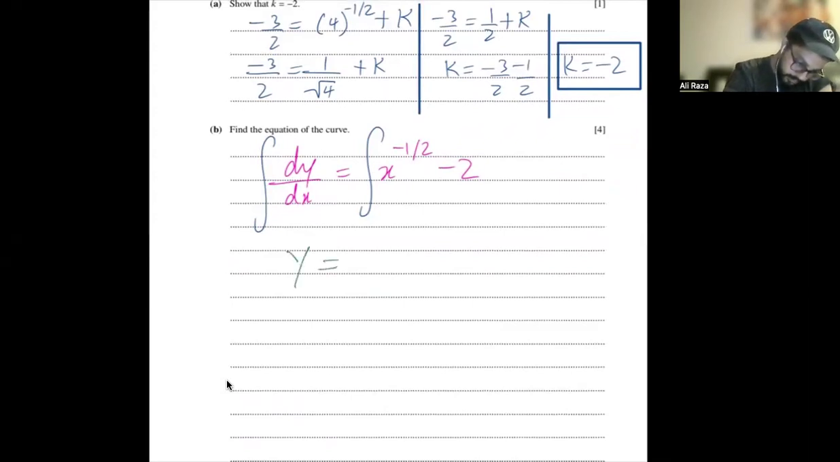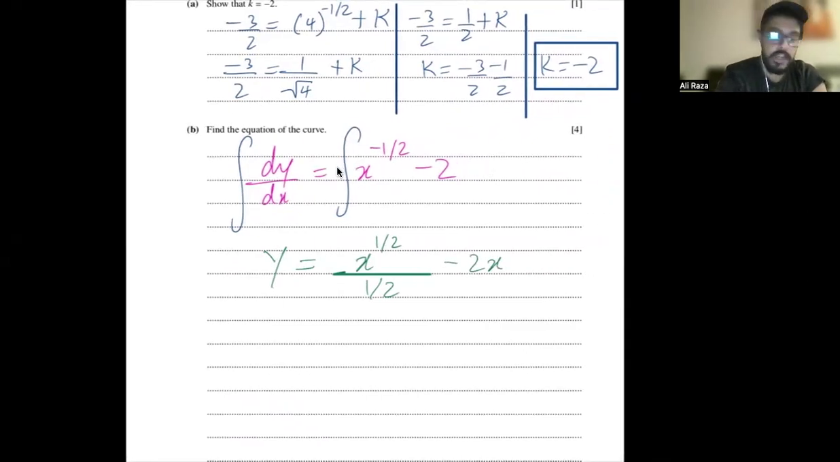Y comes out to be, now to integrate x power minus 1 over 2, we'll add 1 to the power. So this comes out to be x power 1 over 2 and divided by the new power. For minus 2, we'll just multiply it with x. And since we don't have the limits over here, we'll add a plus c.